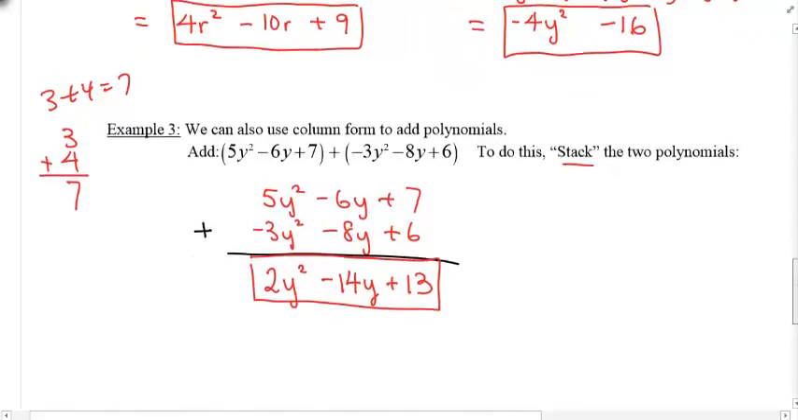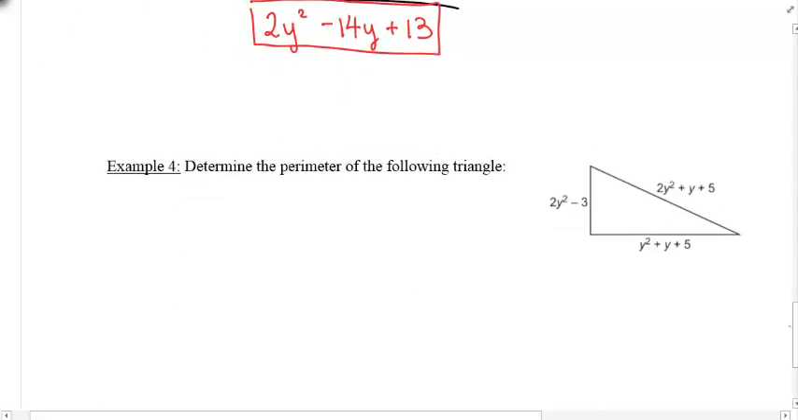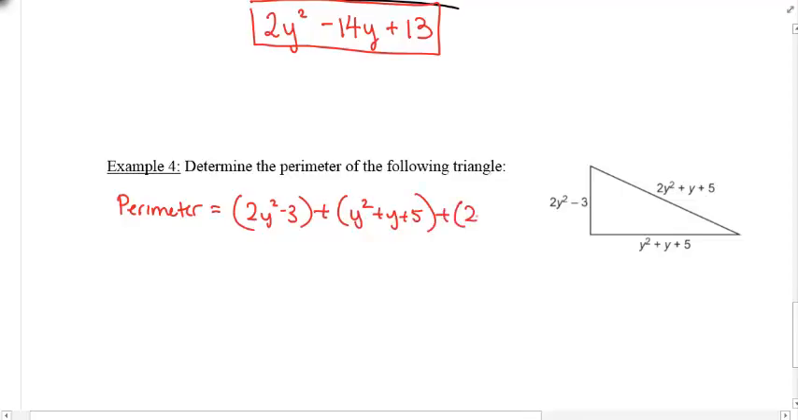Okay, one last question here. You can apply this. If I told you that the perimeter was made up of these following polynomials, I'm going to ask you to please now find the perimeter of the triangle. Perimeter, of course, means to add the sides together. So in essence, the perimeter is equal to 2y squared minus 3. I'm going to add to that the side y squared plus y plus 5, and the final side 2y squared plus y plus 5. Okay? So go ahead, you can try this on your own, and then double check your answer with mine at the end. And if you're done, we're done.